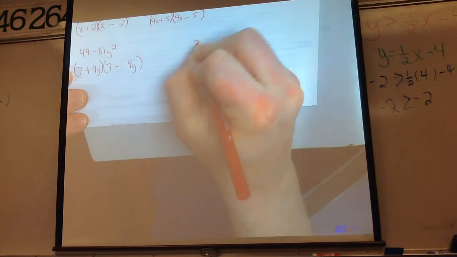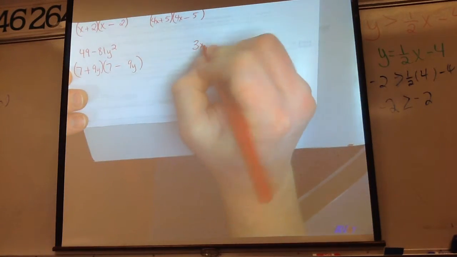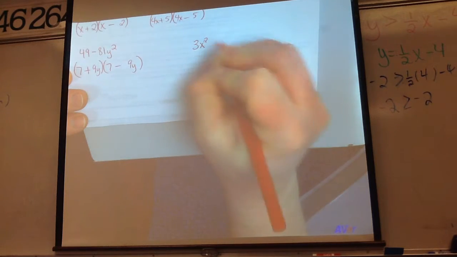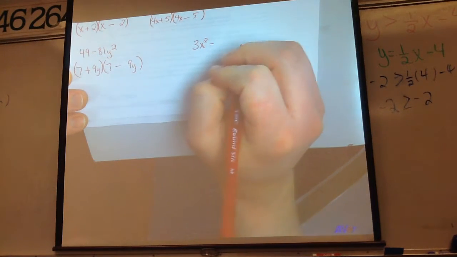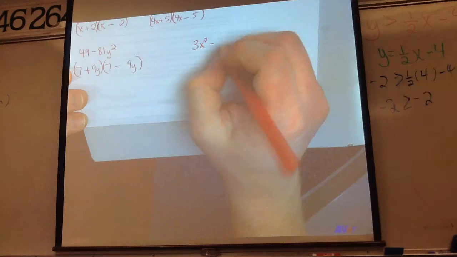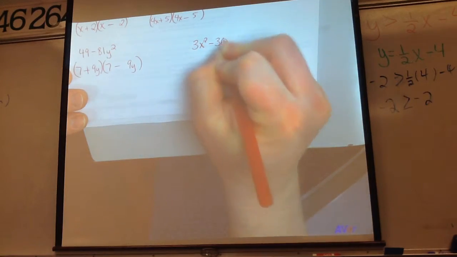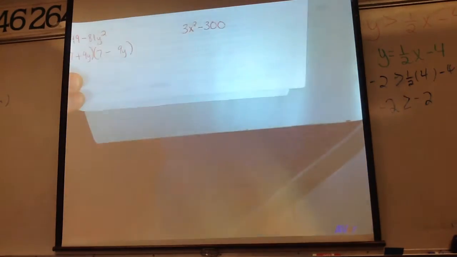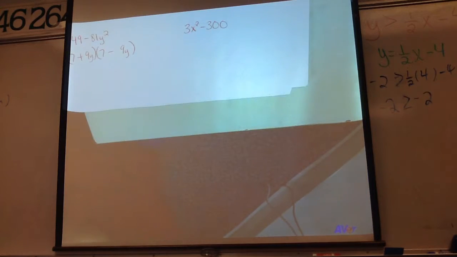What if you guys didn't see it and it's on your test? 3x squared minus 300. That's as hard as it'll get right there. Ain't nobody know the square root of 3. You guys haven't seen one like this yet. I'm saving this for later.